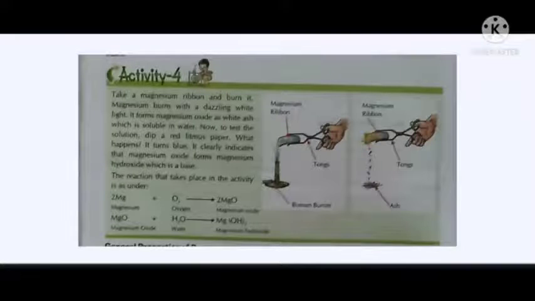Here is activity number 4. Take a magnesium ribbon and burn it. Magnesium burns with a dazzling white light. It forms magnesium oxide as white ash, which is soluble in water. Now test the solution. Dip a red litmus paper. What happens? It turns blue. It clearly indicates that the magnesium oxide forms magnesium hydroxide, which is a base.